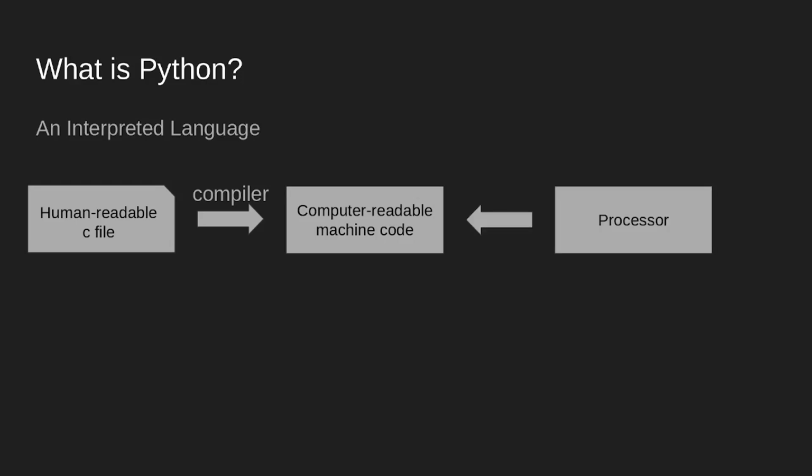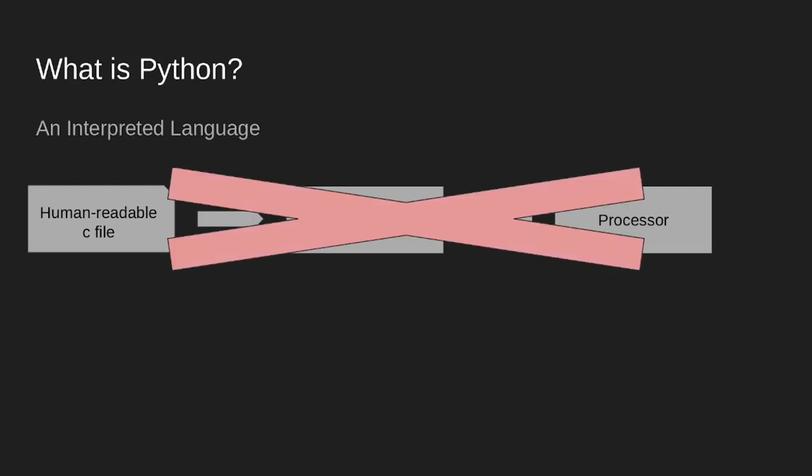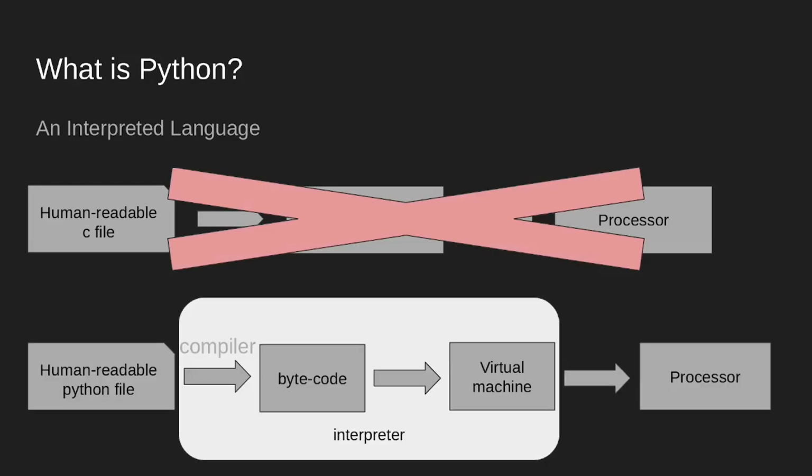So there's a direct translation from your C file into what the processor is reading, and when you execute that binary file out the end, that machine code file, that's running directly on your hardware. This isn't how Python works. Not quite anyway. With Python, your human-readable Python file gets passed on to something called the Python interpreter.